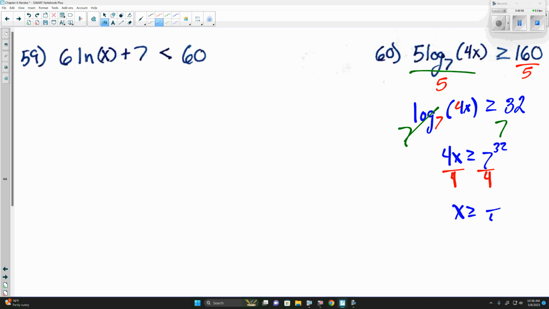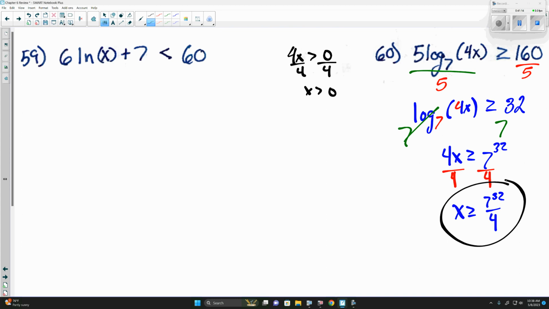And last but not least, we're going to divide both sides by 4. Now we didn't mention it at the start, but this 4x still has to be greater than 0. So really x has to be greater than 0. And with this here, 7 to the 32nd over 4, x is greater than it, so we don't need the restriction because it's going away from it.